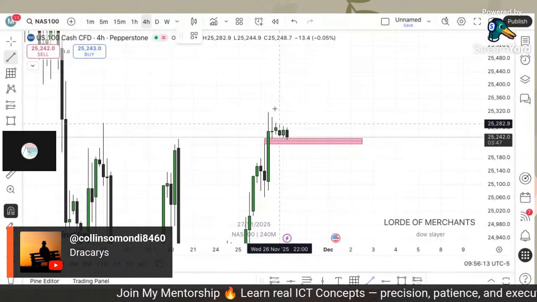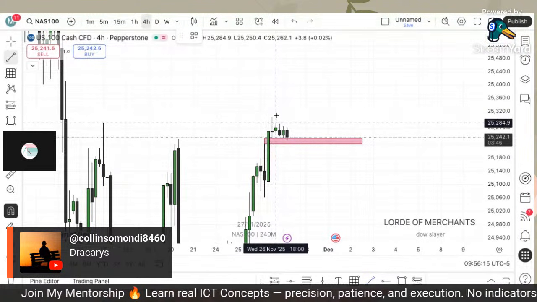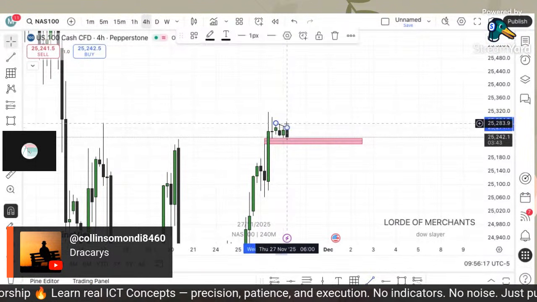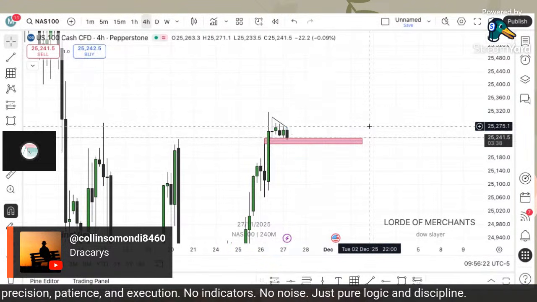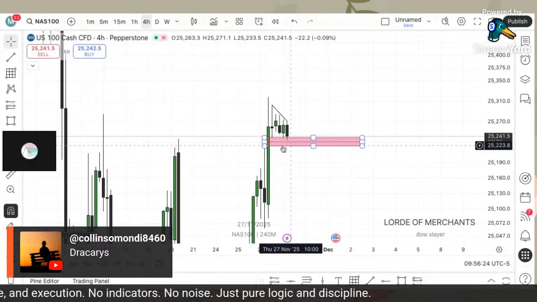When you see this, just know that most probably it is a trap. This liquidity can be targeted very fast. But right now it's just selling. It's from a fair value gap.